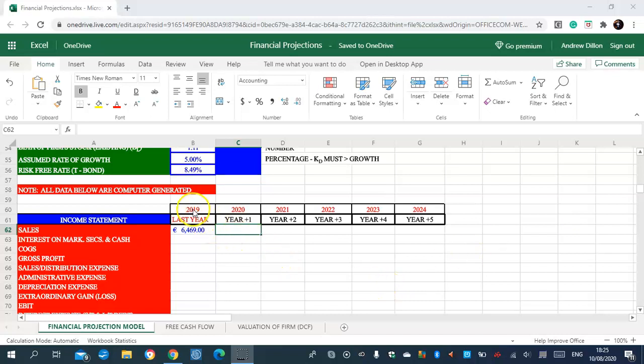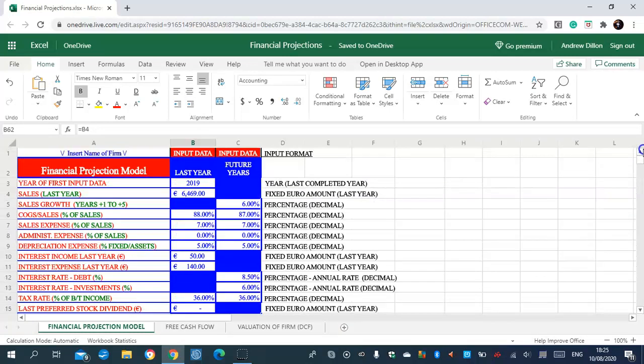So, as you see, last year is 2019, this year is 2020, next year is 21, 22, 23, and 24. Okay, now let's start off and calculate sales. How to calculate sales? It doesn't need a sum. Go equals B4. Equals B4 is just here, the sales from last year, which is €6,469, and it's from 2019, that's correct.